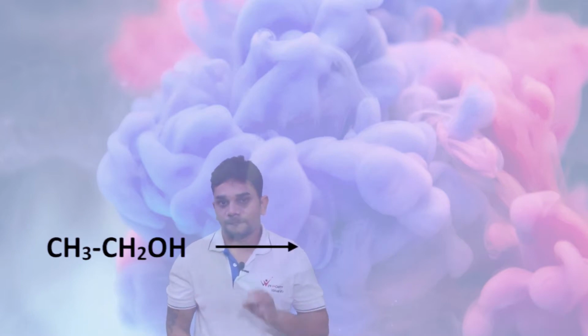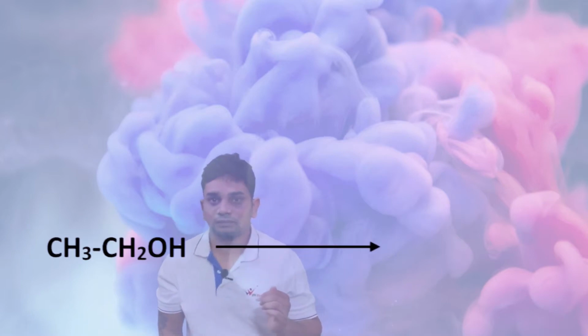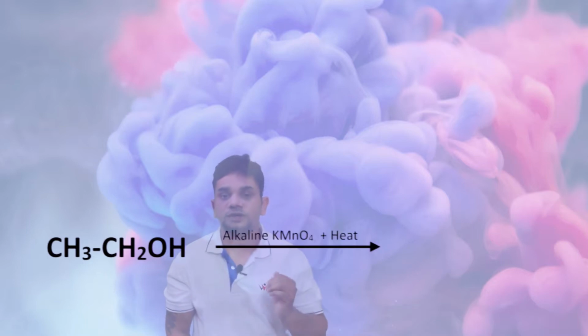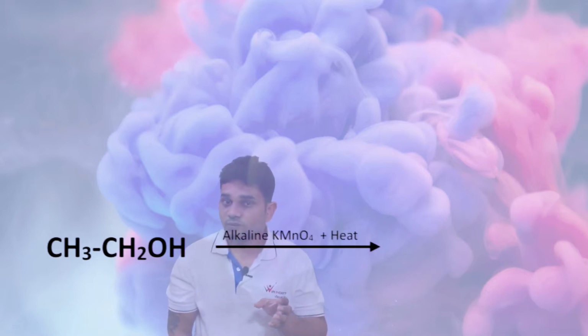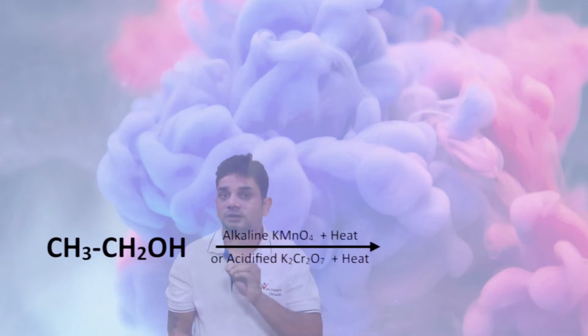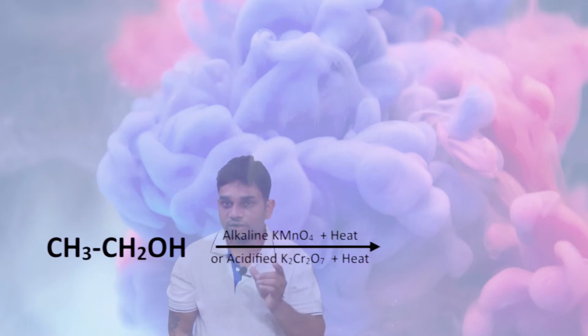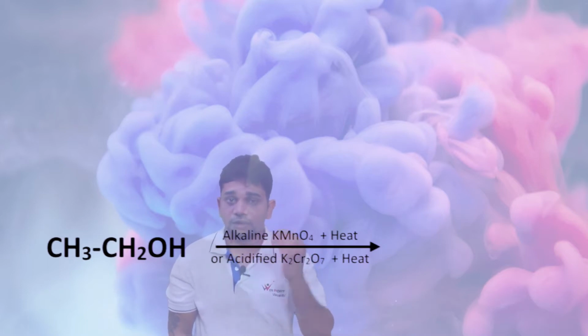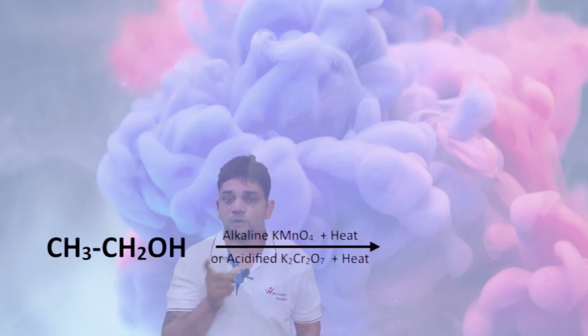CH3CH2OH. This is ethanol, right? CH3CH2OH is ethanol. We are going to oxidize this ethanol using alkaline KMnO4 or acidified K2Cr2O7. KMnO4 is potassium permanganate. K2Cr2O7 is potassium dichromate. These two reagents are very important: alkaline KMnO4 or acidified K2Cr2O7.